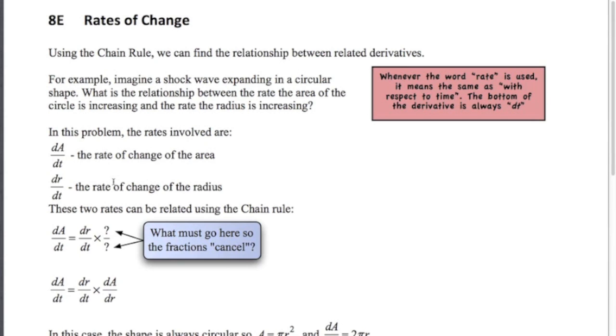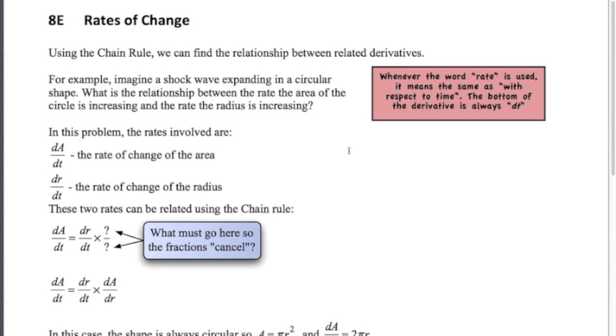First of all, when we're talking about rates, as soon as the word rate is used, the rate something is happening, that word sometimes confuses people. It's just good to know that when we use that word, we're talking about with respect to time. So the rate the radius is increasing, that's a derivative. That is dr dt. dA dt here is the rate that the area is increasing. So as soon as you hear the word rate, you know it's going to be dt at the bottom. We're talking about with respect to time.